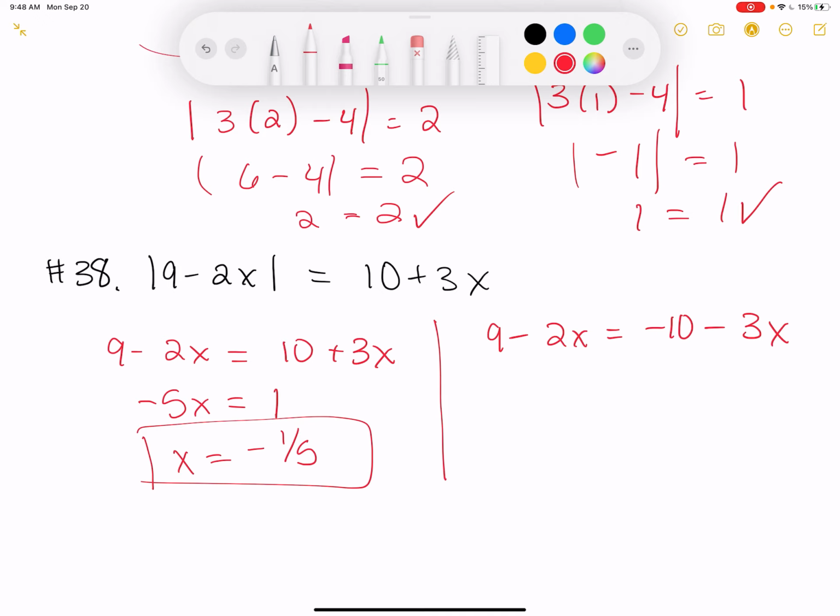Over here, I'm going to do the same thing. I'm going to move the x's to the left, numbers to the right. So that's going to give me x is equal to negative 19.